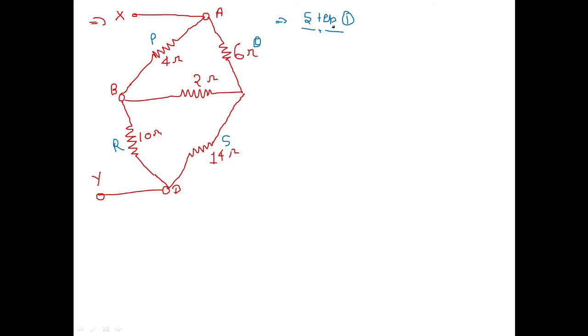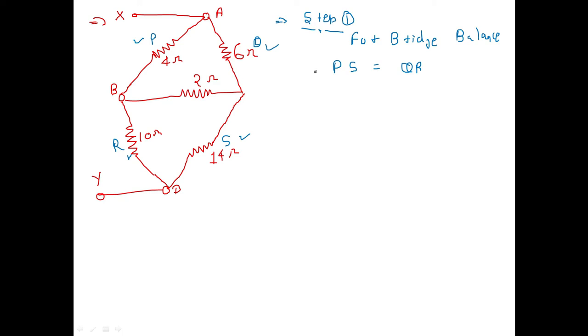For finding whether the bridge is balanced, we have the condition for bridge balance. The bridge balance condition is that P multiplied by S equals Q multiplied by R. That is, the opposite resistances are multiplied: P is opposite to S and Q is opposite to R. So P times S is equal to Q times R.